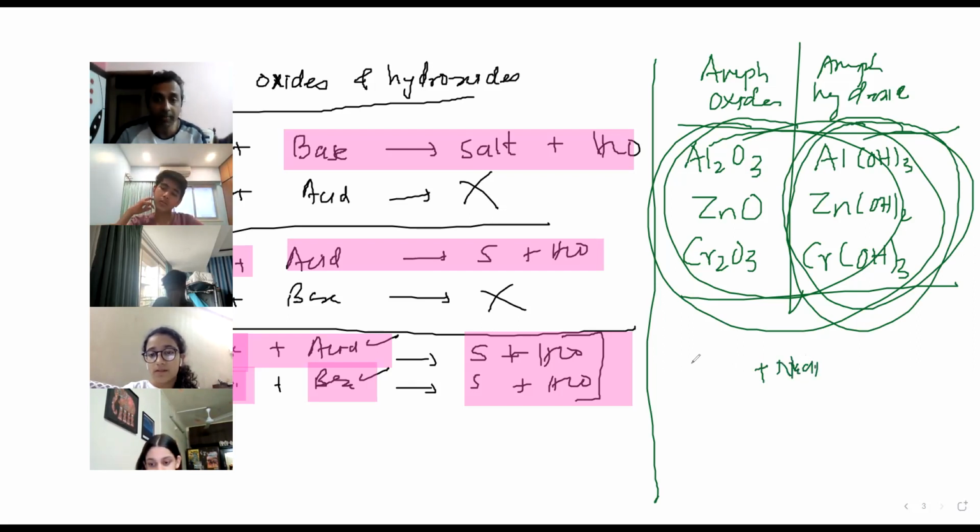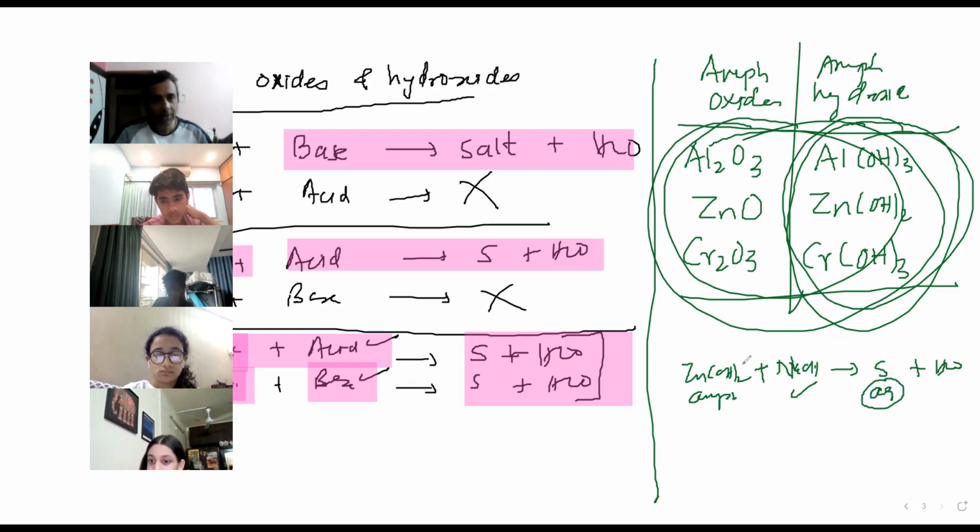Base. Okay, so now, suppose I'm talking about zinc hydroxide. Zinc hydroxide is amphoteric, so it can react with a base, and it forms salt plus water. And this salt that it forms is aqueous, meaning a soluble salt.